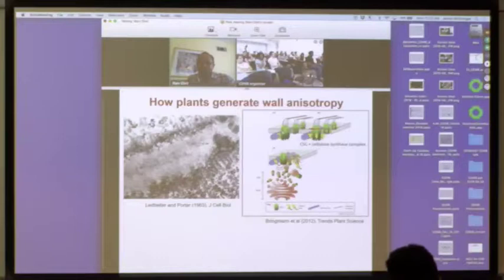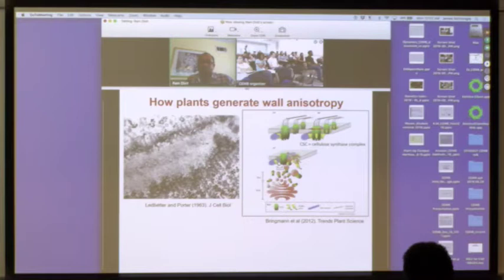That's the green complex of proteins here depicted in this picture. So as for all proteins that are either secreted or inserted in the plasma membrane, they have to go through the secretory system. So what is shown here on the bottom is the Golgi apparatus.